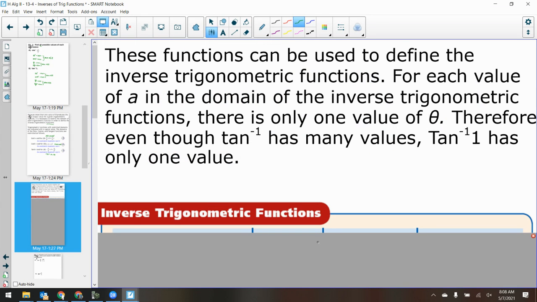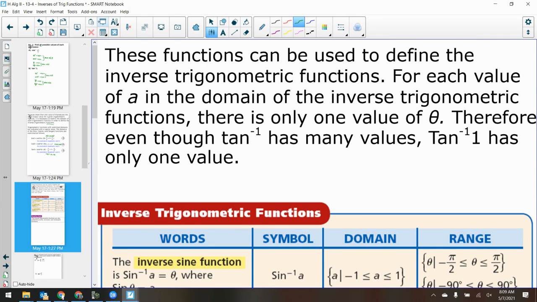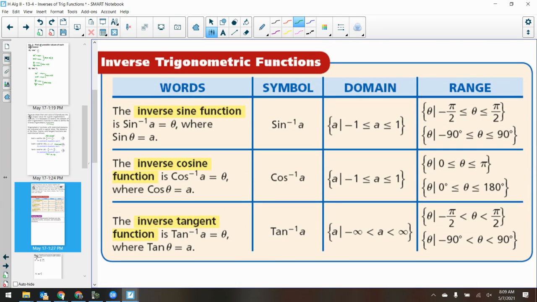These functions can be used to define the inverse trig functions. For each value of a in the domain of the inverse trig functions, there is one and only one value of theta. Now that we have restricted these sine, cosine, and tangent values using those capital letters, I can say that yes, this inverse trig ratio, I can now call an inverse trig function. Therefore, even though tangent inverse has an infinite amount of values, inverse tangent of 1 has only one value, okay? This is just kind of summarizing everything for you here.